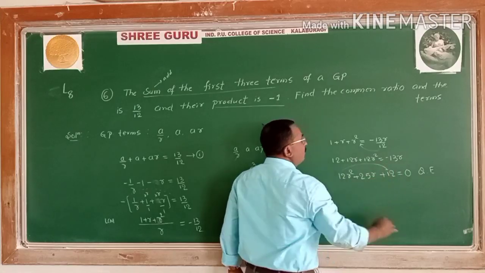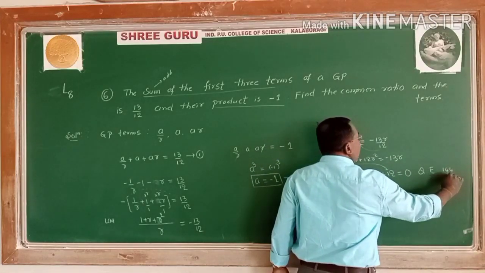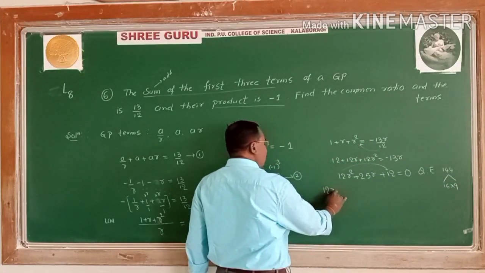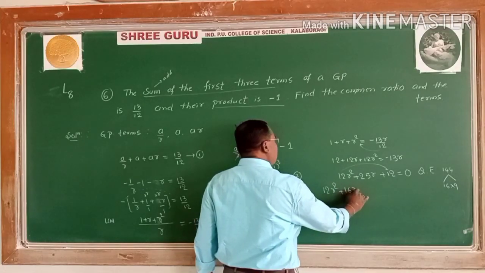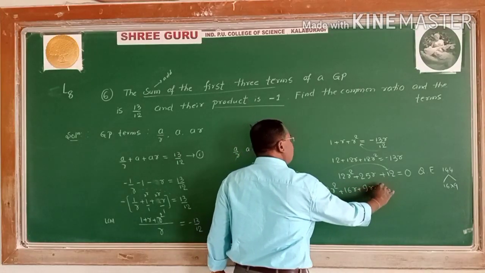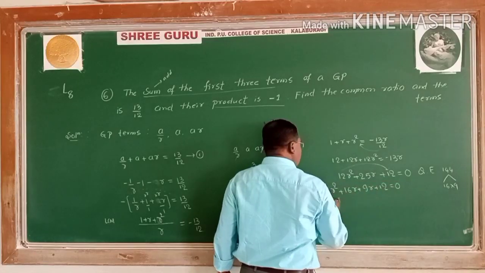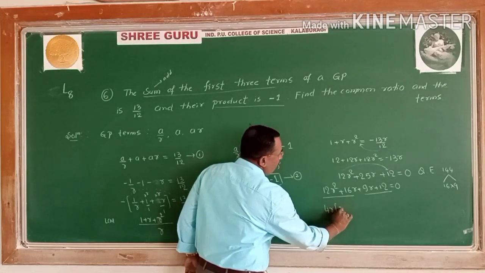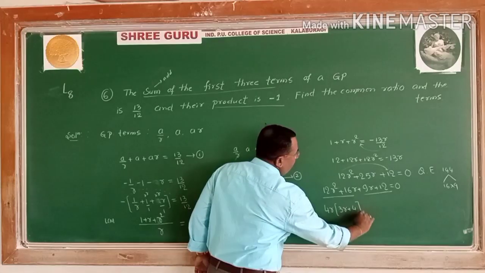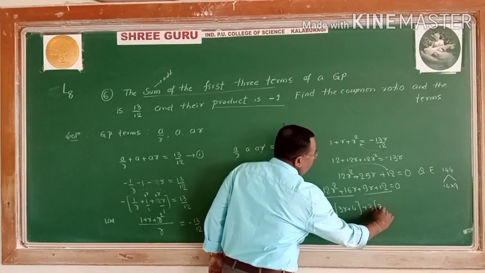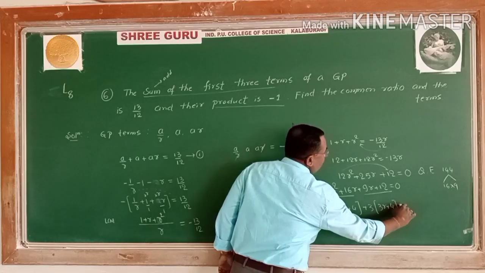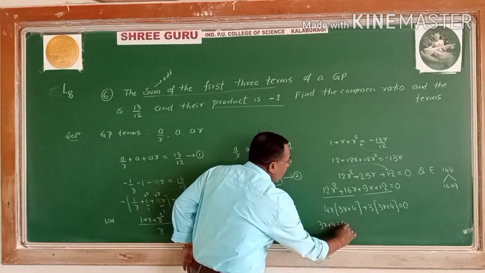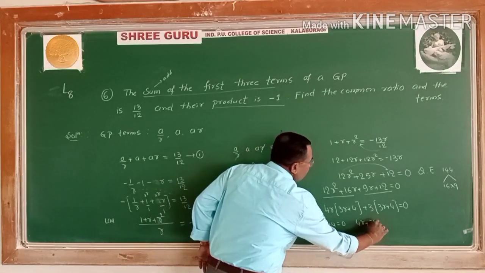Quadratic equation, 12 into 12, 144. 144 can be expressed as 16 into 9. 12r square plus 16r plus 9r plus 12 is equal to 0. These two, taking common 4r, 3r plus 4. Taking common 3, 3r plus 4 is equal to 0. Here 3r plus 4 is equal to 0 and 4r plus 3 is equal to 0. Two values.